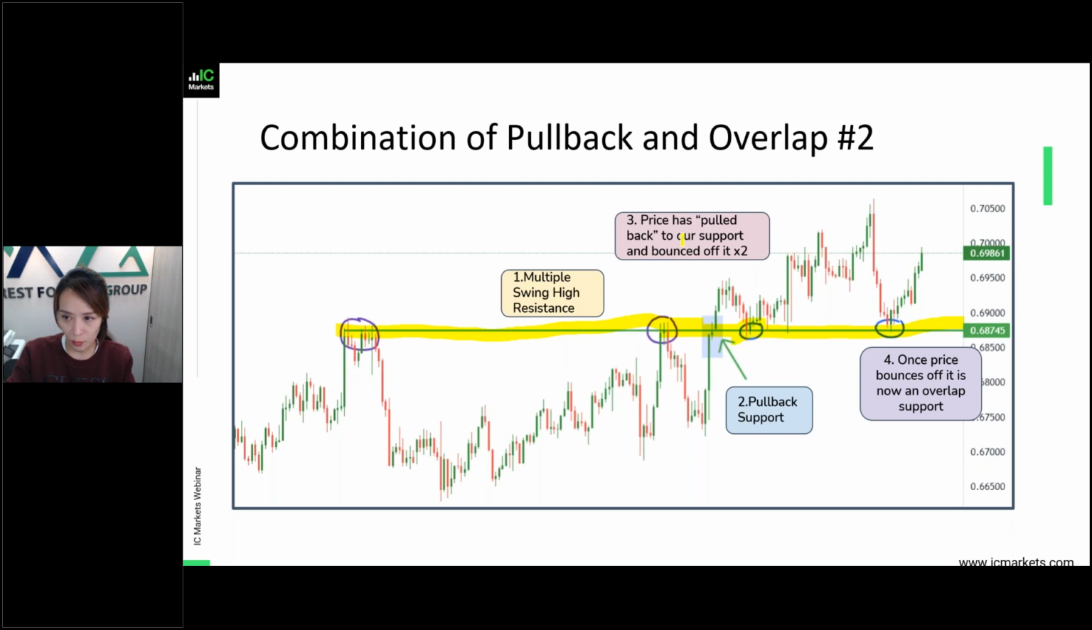So price has pulled back to our support and bounced off 2 times. Okay, 1, 2, even like 3, 4, even 5 times. So this is really a strong key support level.